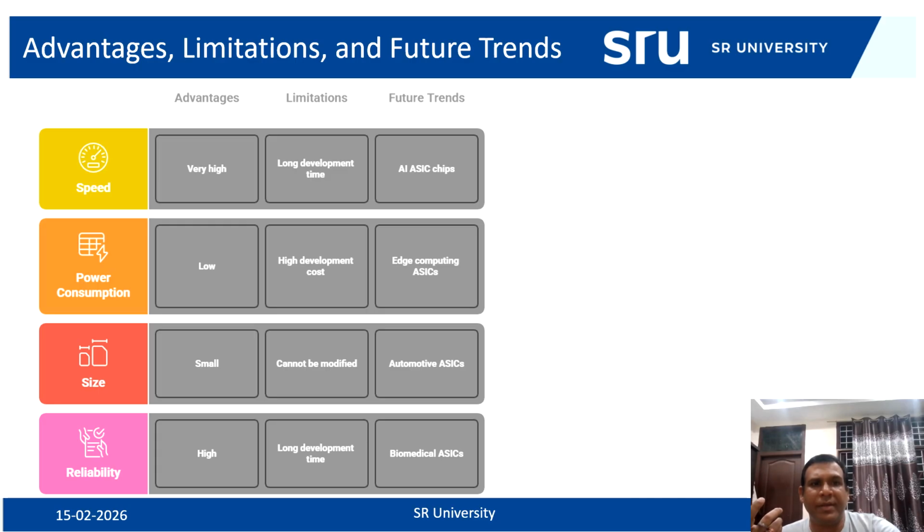Additionally, ASICs provide high reliability because they are dedicated to one function and operate with stable and predictable behavior, making them more suitable for safety critical systems like automotive and medical devices. Despite these advantages, ASIC has some limitations. One of the main drawbacks is high development cost. Designing an ASIC requires specialized tools, skilled manpower, and an expensive fabrication process that needs a proper foundry, making it costly compared to a microcontroller or FPGA.